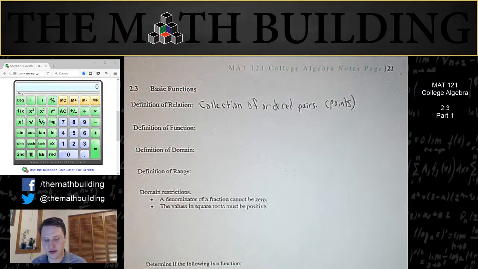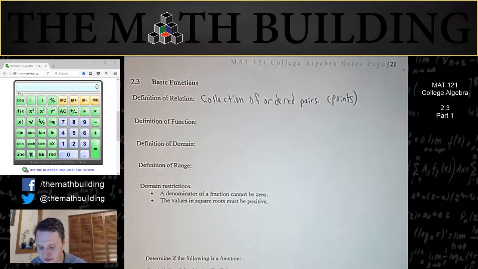In fact, the circles that we were making in the previous section, those circles are in fact relations because they relate x and y in some way. So some collection of points or even an equation can be a relation. So in that case, what's a function?